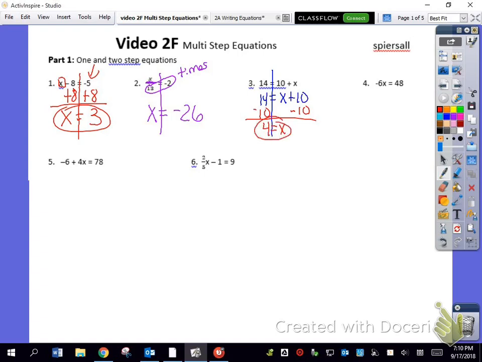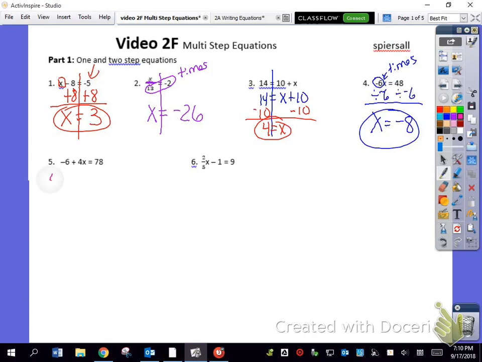On number 6, remember this is multiplication, so remember this is times, and the opposite of times is divide. So you want to divide, and you divide by whatever is on the outside, so divide by -6. So x equals, and then 48 divided by -6 is -8. That's your answer.